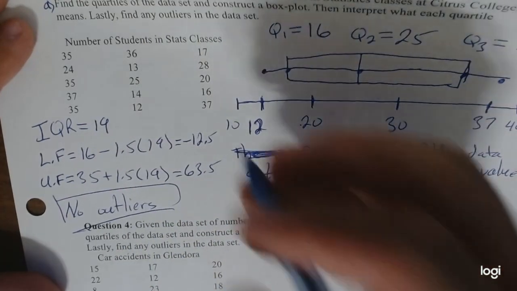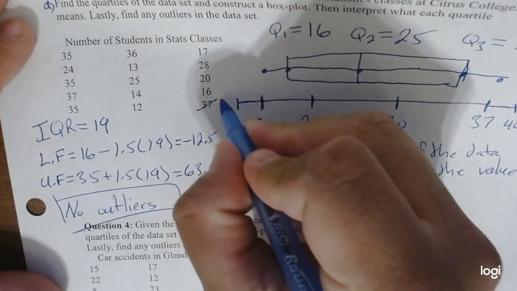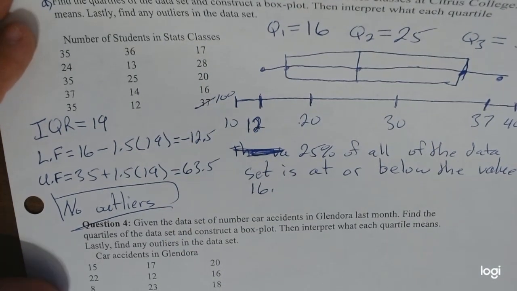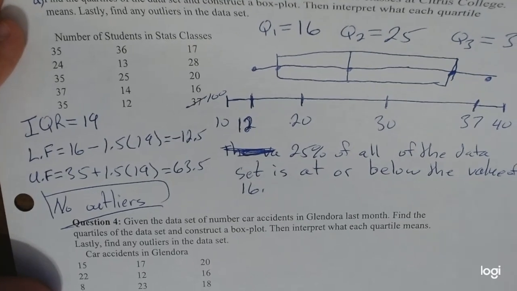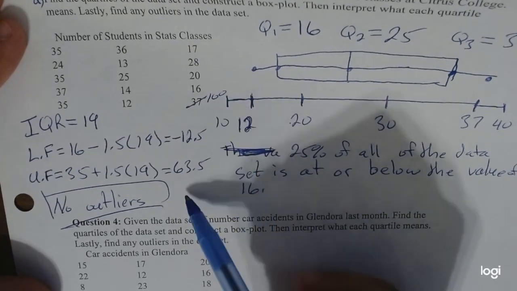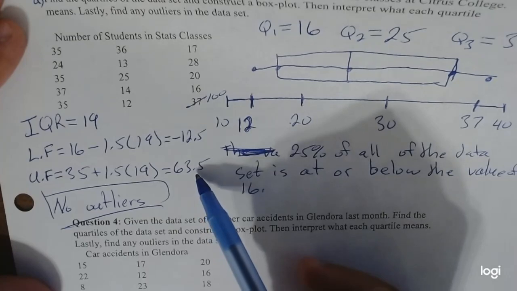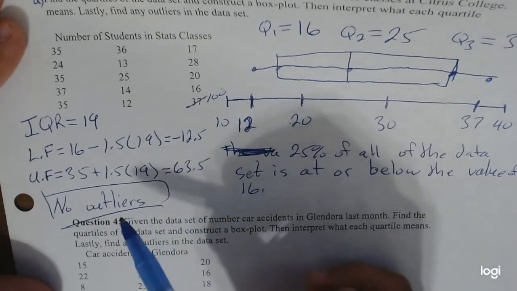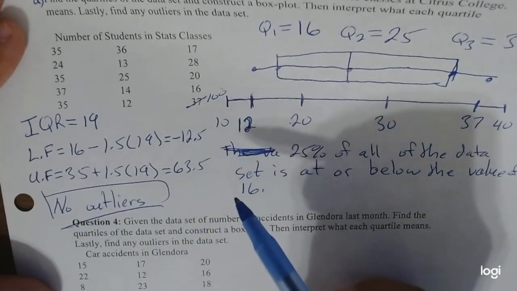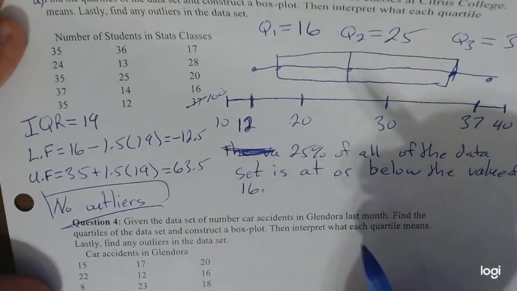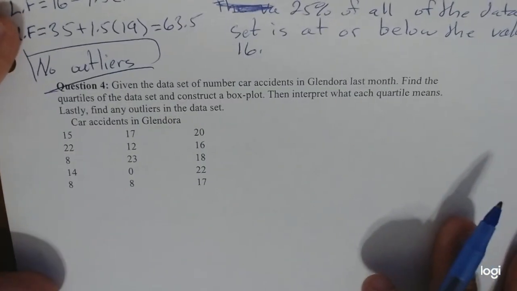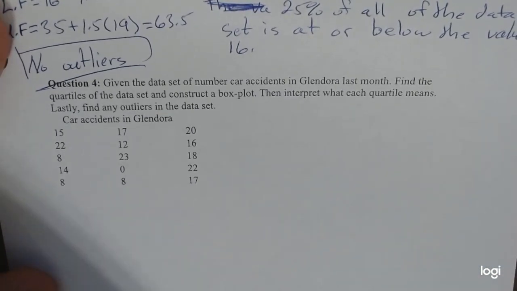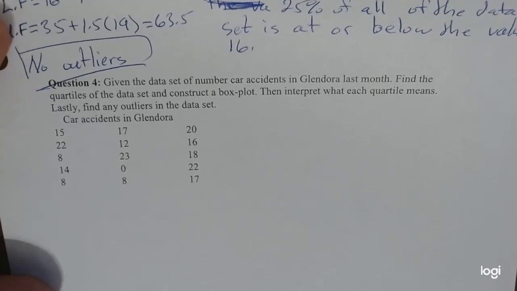Now, however, let's suppose this 37 was 100. So if that was 100, now do we have any outliers? Hopefully you say yes, right? Because 100 is greater than 63.5. So therefore, the value of 100 would be considered an outlier. So we would say the outlier is the value of 100 if that was the case. Okay. So why don't you guys try question 4 all together. I'll give you a quick pause. So 3, 2, 1, pause, and go for it.